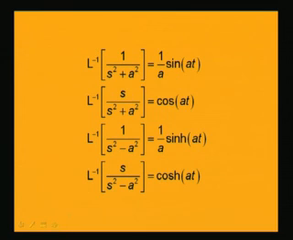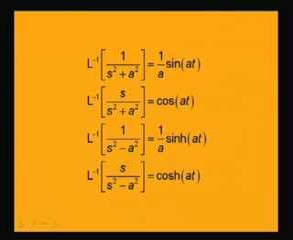Similarly, you can find the inverse Laplace of 1 by s square plus a square. Already you know the Laplace transform of sin at equals a by s square plus a square. So, the inverse Laplace of 1 by s square plus a square will be equal to 1 by a sin at, and the inverse Laplace transform of s by s square plus a square will be equal to cos at, and the inverse Laplace of 1 by s square minus a square equals 1 by a sin hyperbolic at, and the inverse Laplace of s by s square minus a square equals cos hyperbolic at.